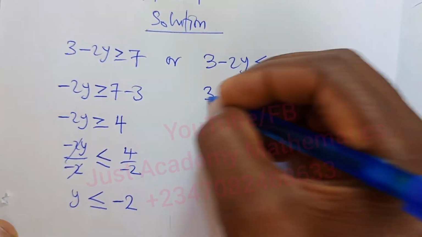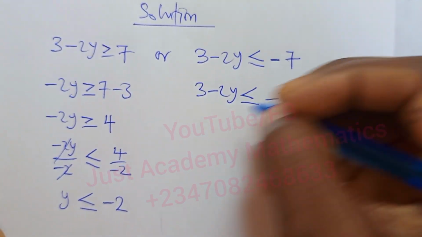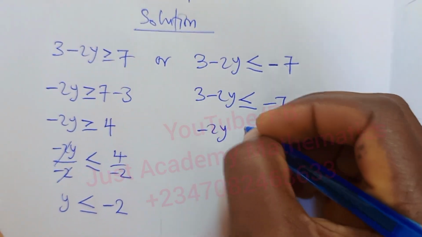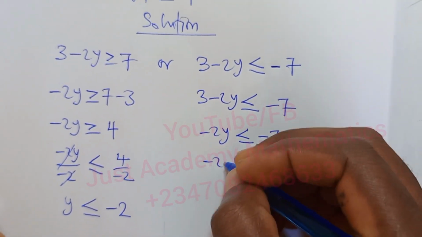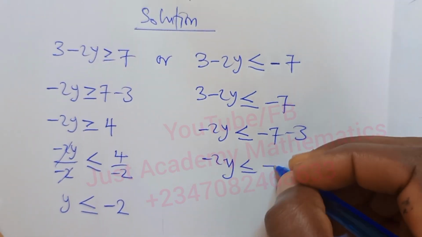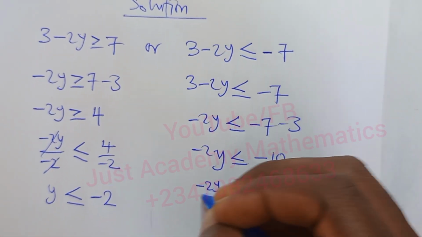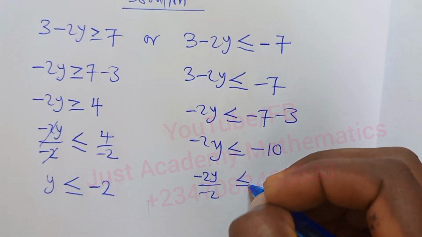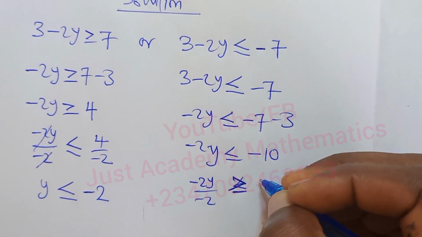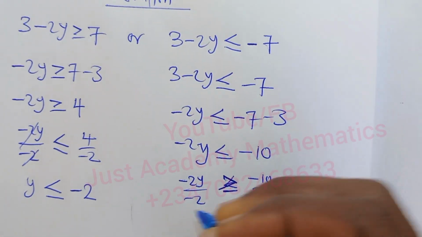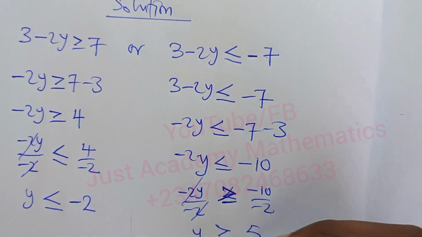Do the same thing here. We have that 3 minus 2y is less than or equal to minus 7. Then minus 2y is less than or equal to minus 7 minus 3. Minus 2y is less than or equal to minus 10. Divide both sides by minus 2. The sign will change. Greater than or equal to now minus 10 over minus 2. Y is greater than or equal to what? 5.